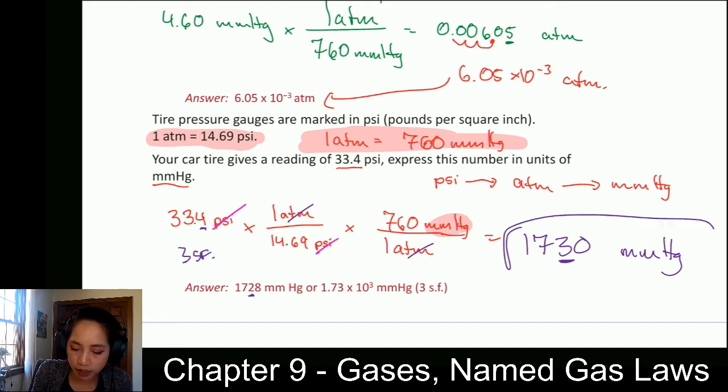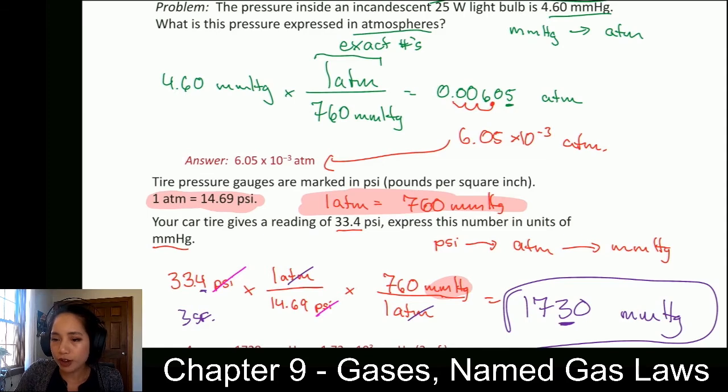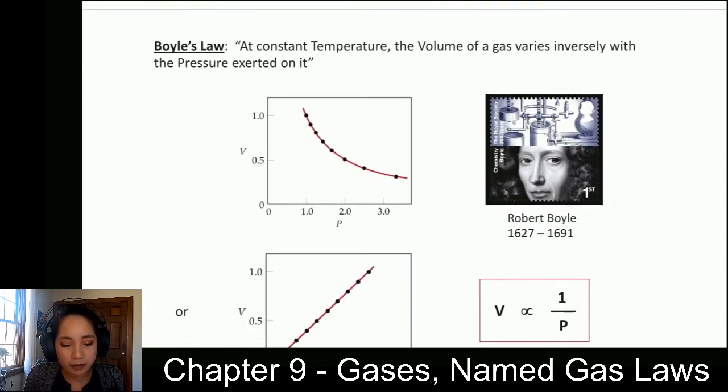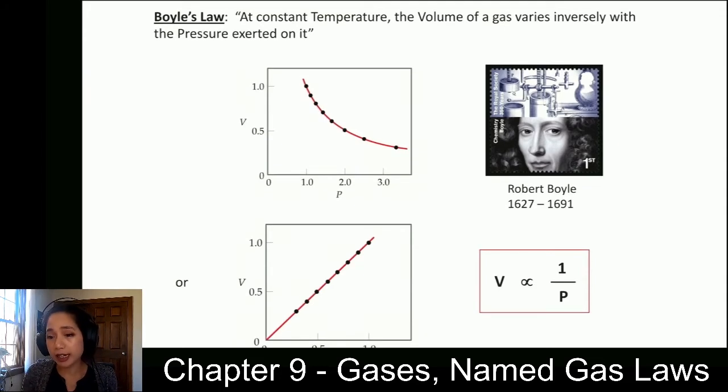All right, and so there's our answer. All right, so now that we have a grasp on pressure, let's look at some of the named gas laws that relate pressure and some of the other properties of gases that we've already talked about.